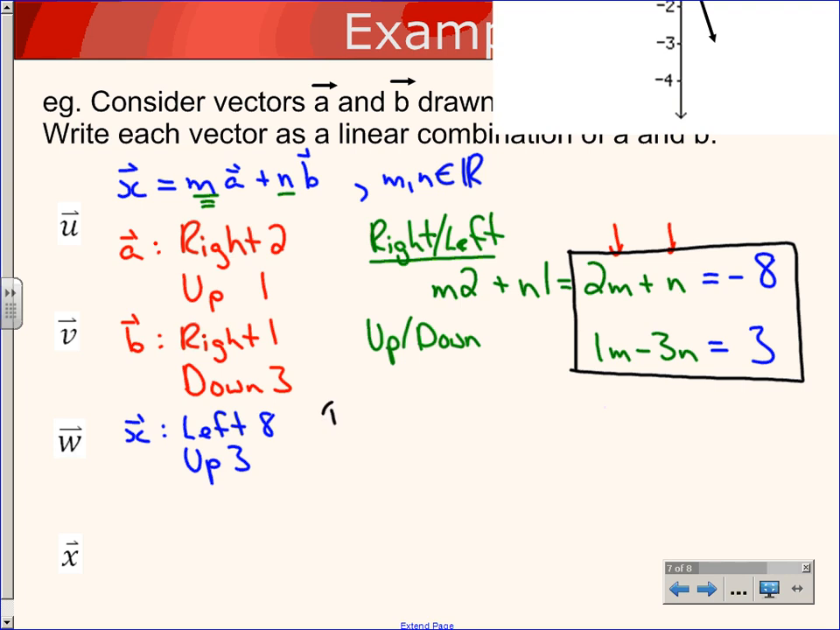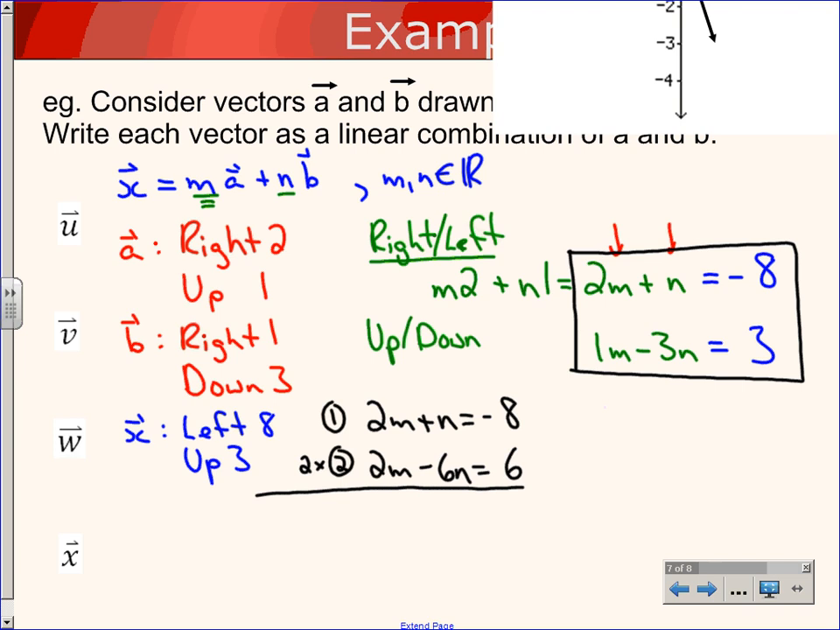So I'm going to take equation 1, and I'm just going to leave it as it is. 2m plus n equals minus 8. And I'm going to multiply the second equation by 2. So that'll be a 2m minus 6n equals 6. So there's my equation. Now I should be able to eliminate them. There's a positive 2m and a positive 2m. So I should subtract these. The m's will cancel. I get a 7n equals minus 14. So n is equal to minus 2.